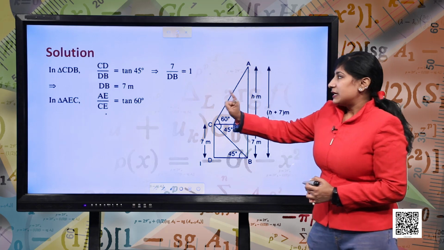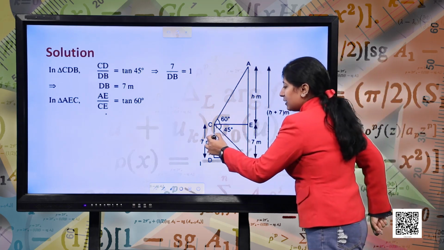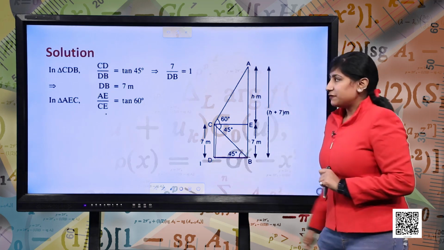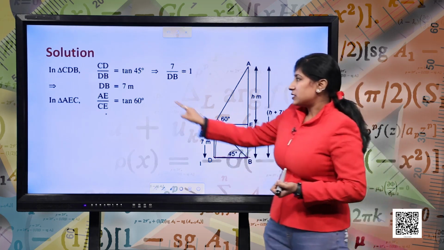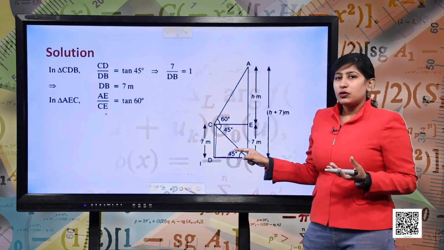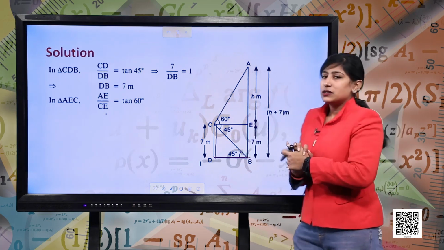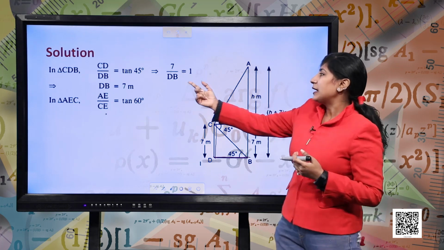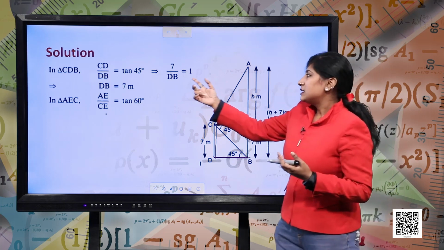CD upon DB is equal to tan 45 degree, as we know that tan theta is perpendicular upon base. So tan 45 is equal to CD, which is given to be 7 meter, upon DB, which is unknown, and we are trying to find DB. Now before moving further, if you are having this question in your head, why ma'am, why are we looking at DB only, as we have to find H, why are we attacking this DB?